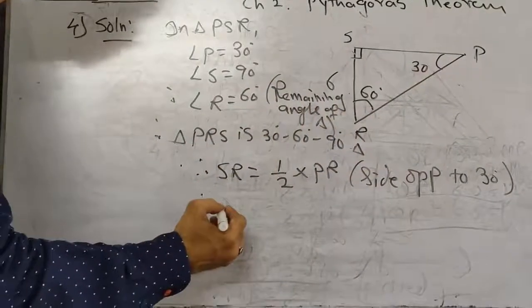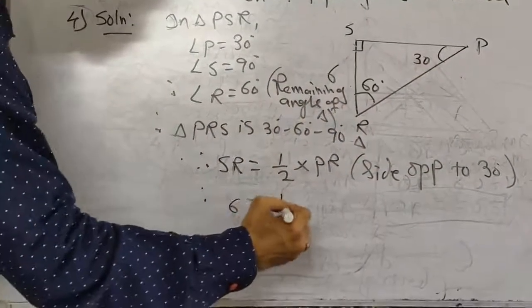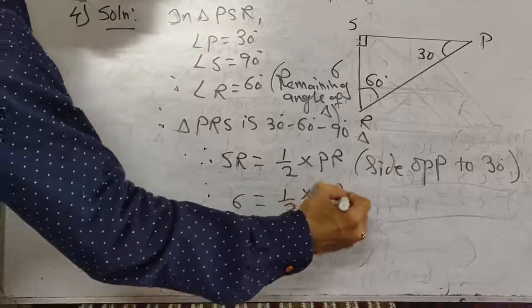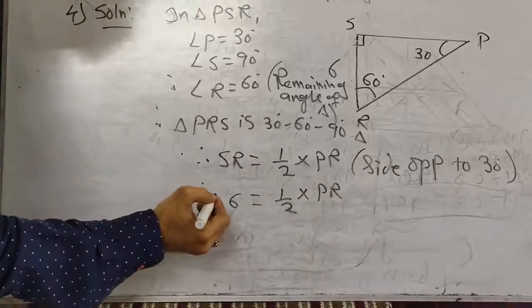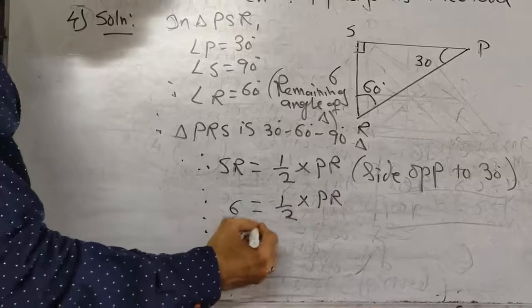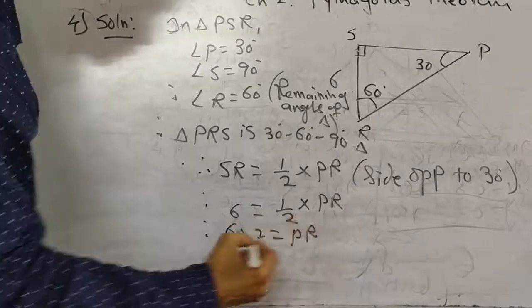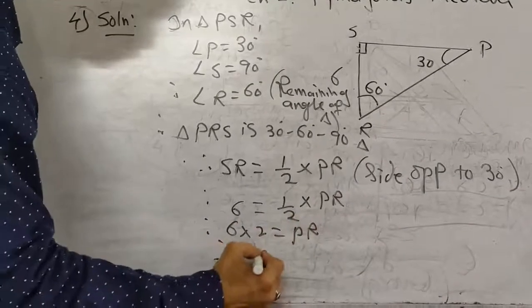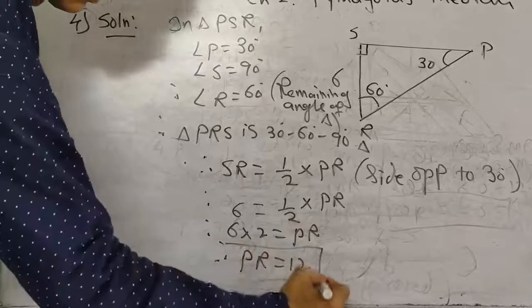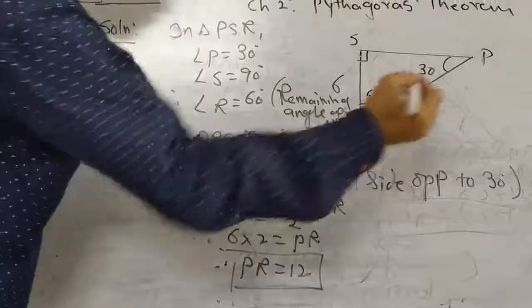So therefore, SR is how much? 6, half into PR. 2 will come up and it will be multiplied. 6 into 2 is equal to PR, and therefore you will get PR is equal to 12. You got 12.